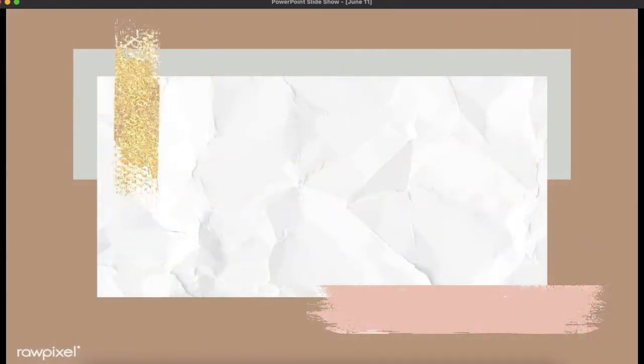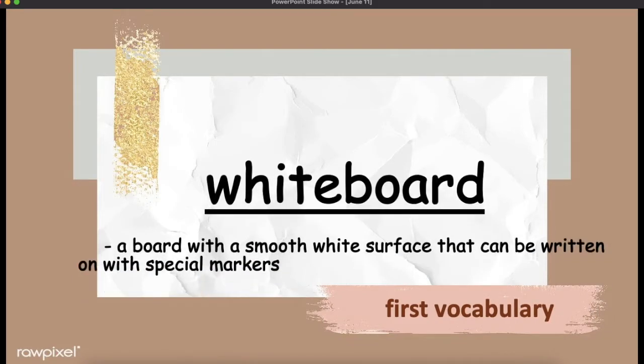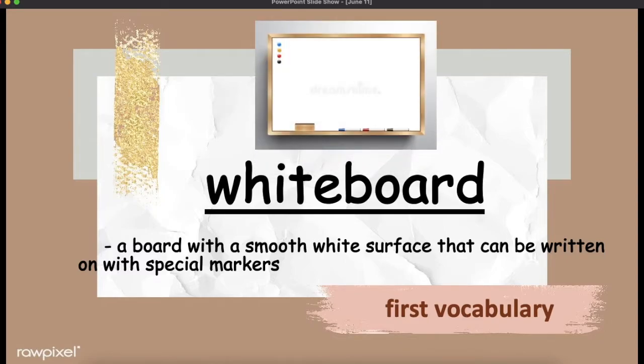So, before we move forward, let's have our first vocabulary for today. The first one is whiteboard. This is an example of a whiteboard. What is a whiteboard? A board with a smooth white surface that can be written on with special markers. The one we have in our classroom. The one that I use to write on it is the whiteboard markers.